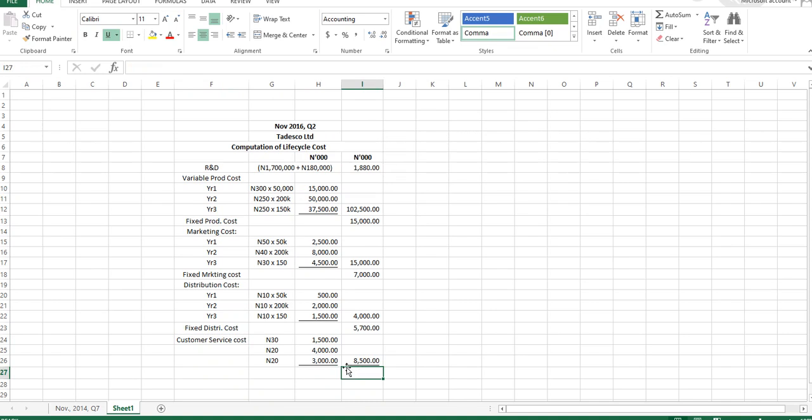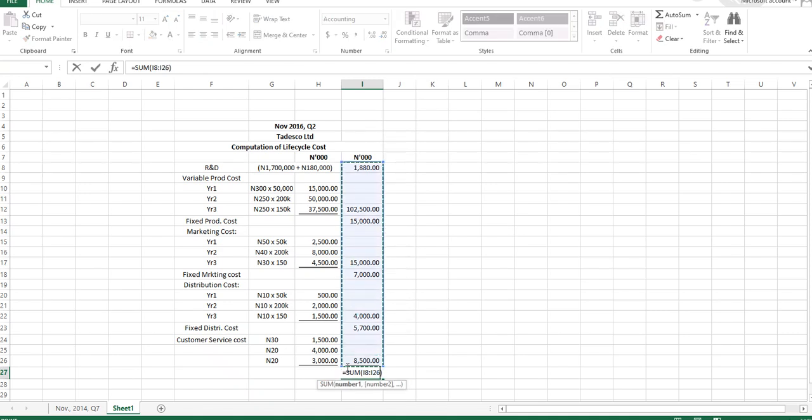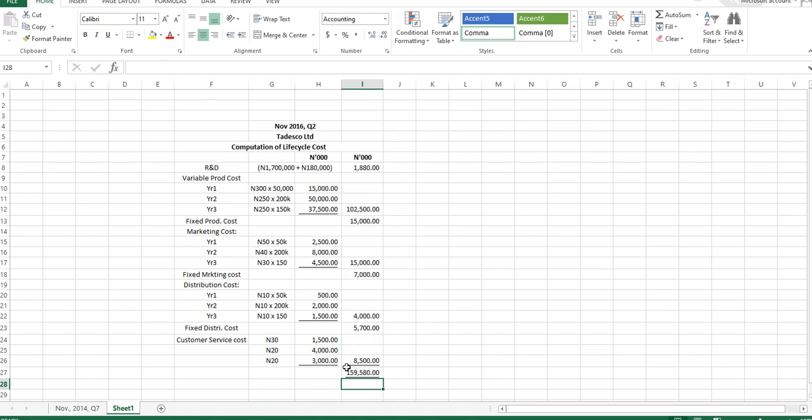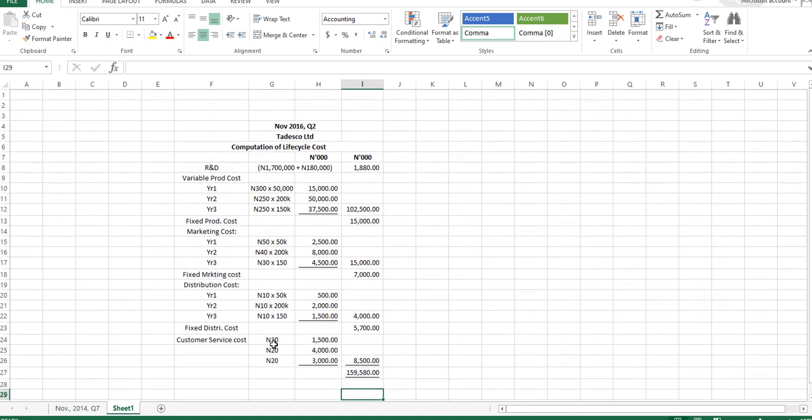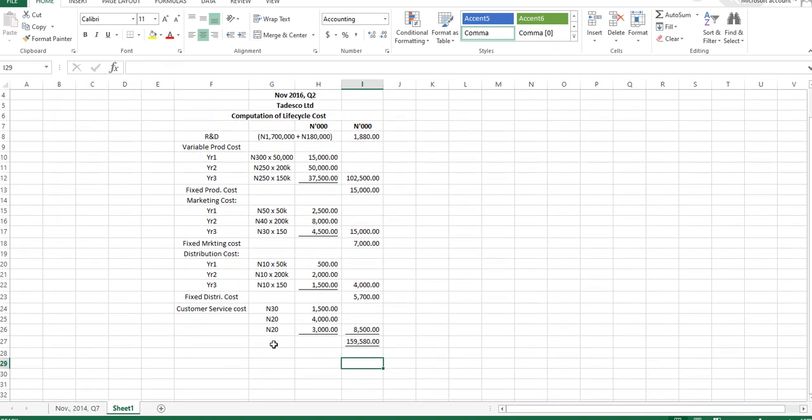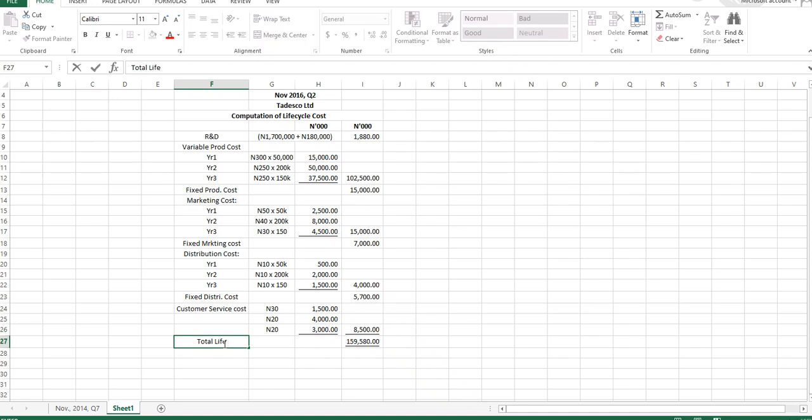What's our total? Average is 159,580,000. Someone else should please confirm. Yes, correct. Well, it's Excel, so it's most likely to be correct. Right now, this is the total life cycle cost. This is the total cost we will spend all through the lifespan of this product, all through the life of the product. This is the cost we will incur.